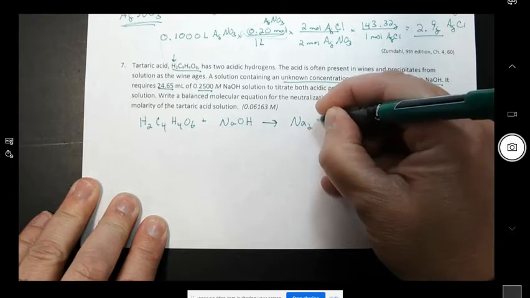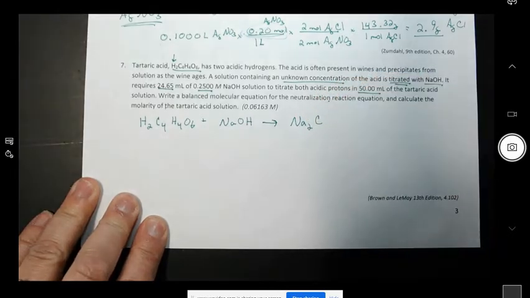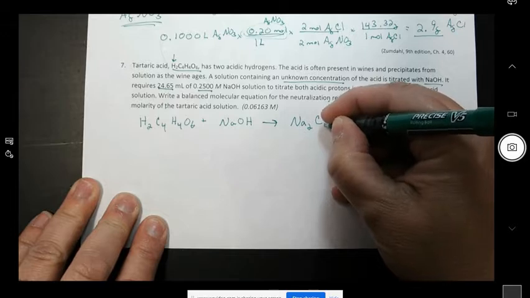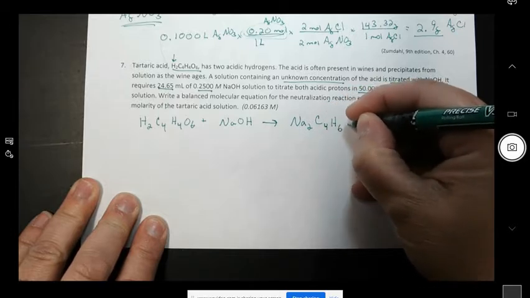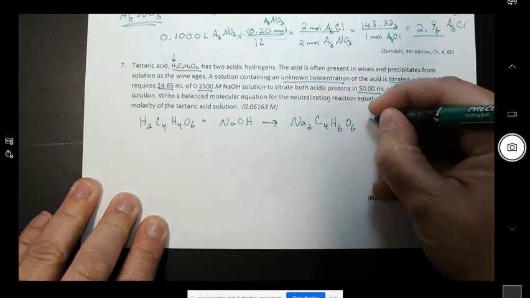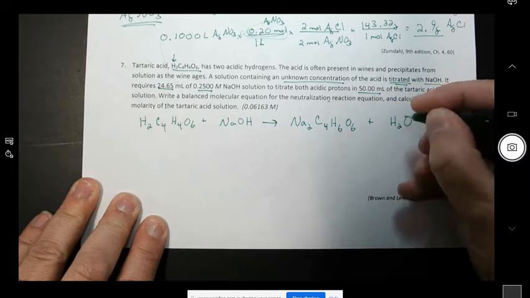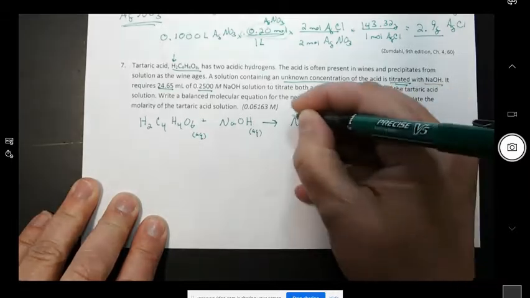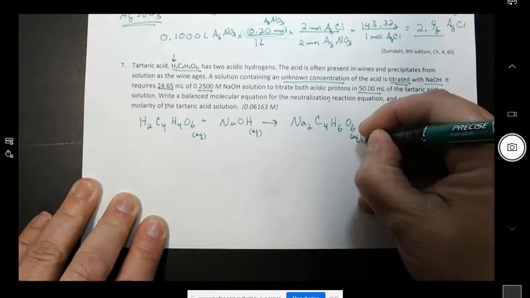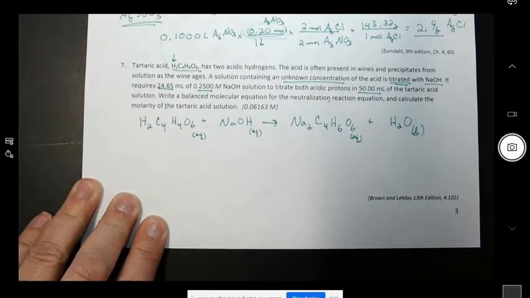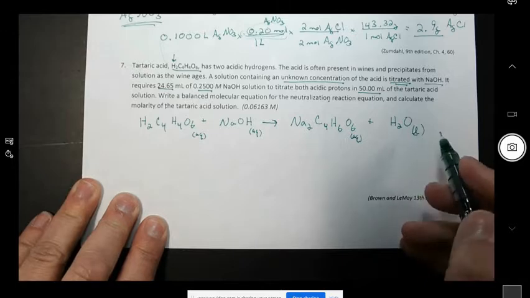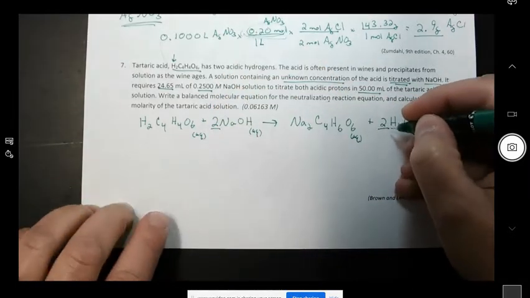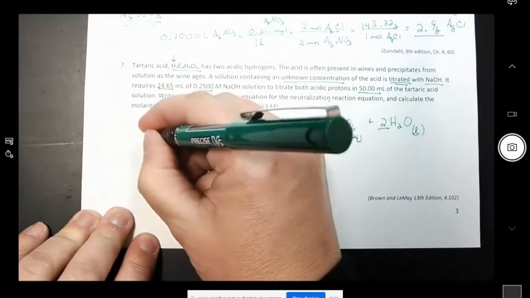We've got sodium tartrate, which is our soluble salt, and we're forming water. Let's put some physical states on here. Aqueous: this is sodium and a polyatomic ion, so we know that's aqueous, and then we've got water. So, acid-base reaction. To balance this out, we definitely need 2 of those, and we're going to get 2 waters out of that. So we know we added 50 milliliters.